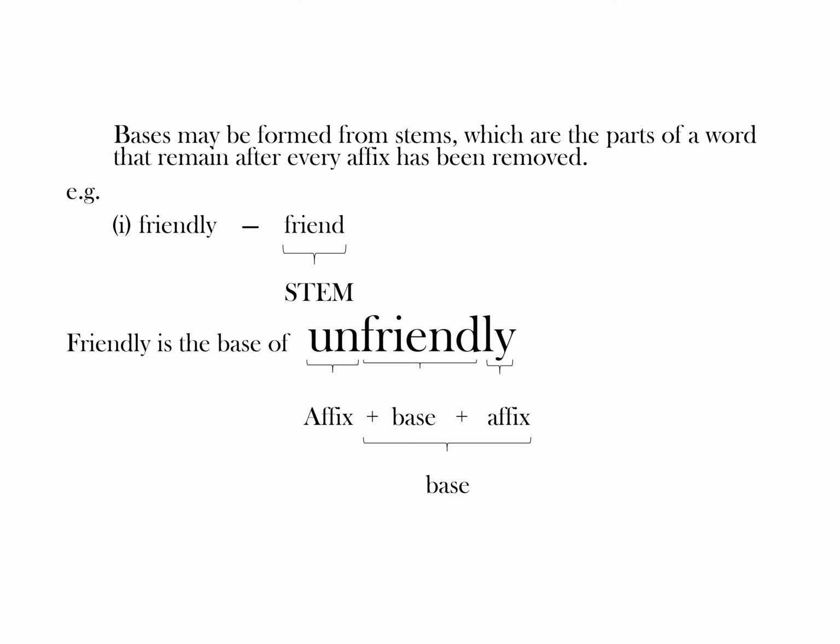For example, friendly, if we remove li, it becomes friend, and friend is a stem. Friendly is the base of unfriendly, that is, un is an affix, friend is a base, li is an affix, where friend is a base and friendly is another base.